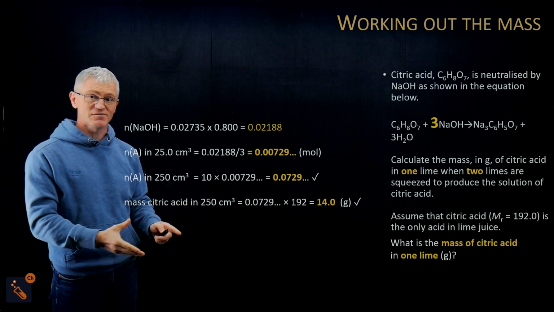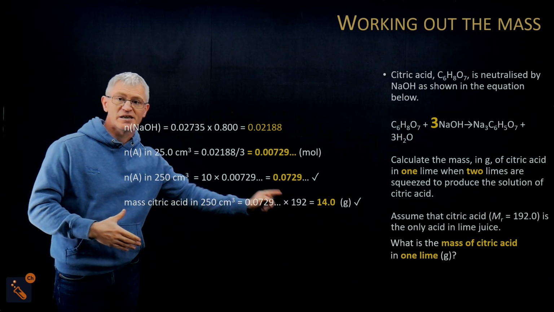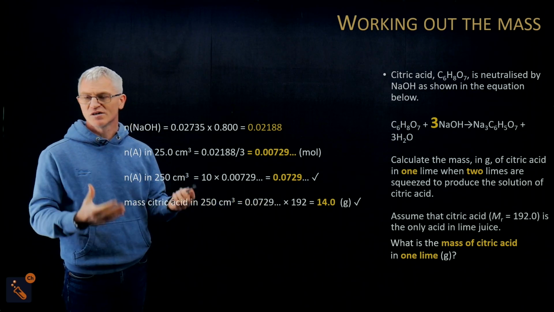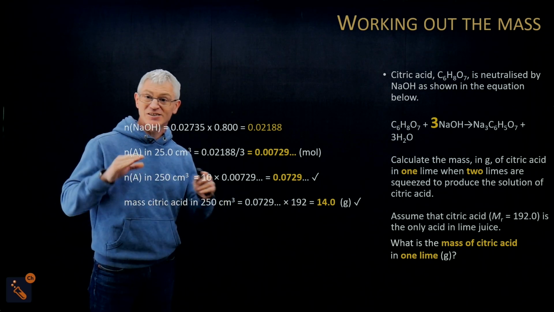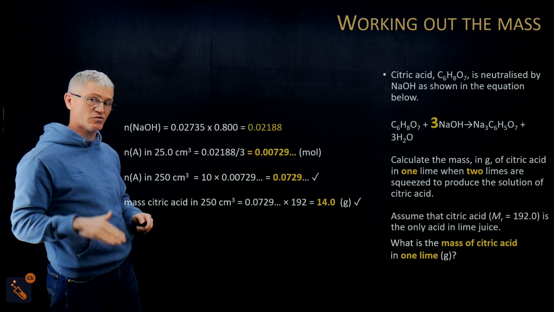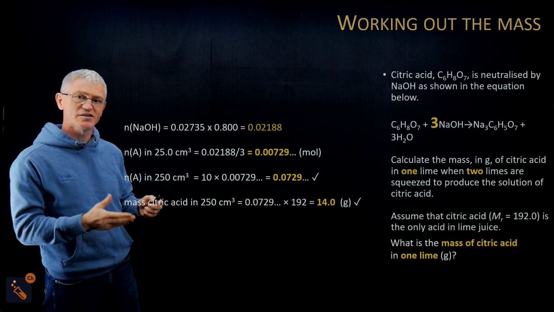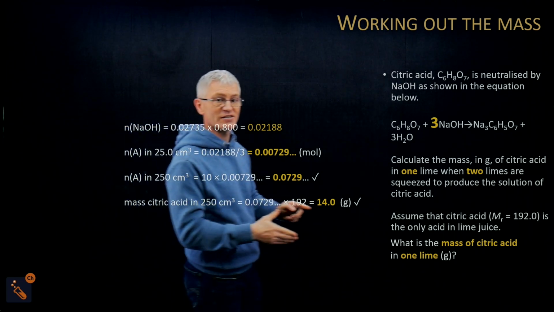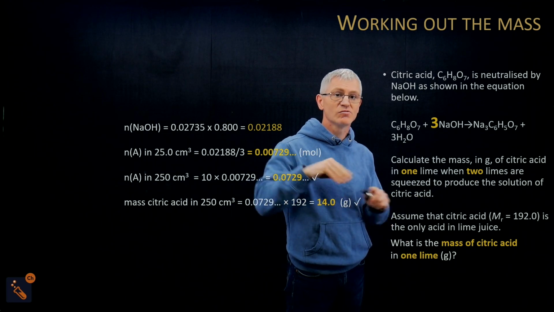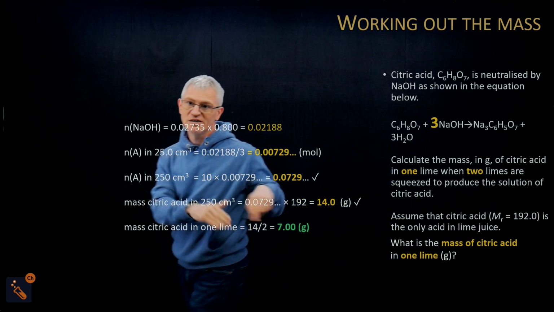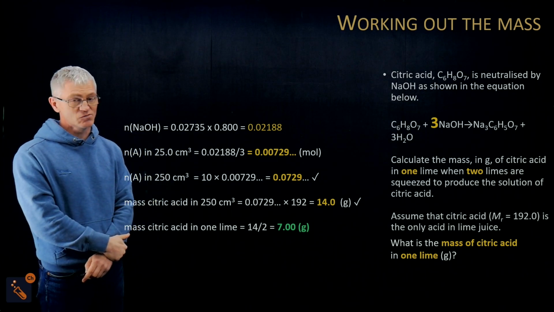Now we want to know the mass of the citric acid in that 250 centimetres cubed. Now that is our number of moles times our molecular mass. Again, this is all rearranging moles equals mass divided by molecular mass. And we get 14. And this is where most people stop because they think they've got the right answer and they're missing out the final mark. Okay, so the final mark is what is the mass of citric acid in 1 lime? So we started with 2, we want to go to 1, so you need to divide by 2 to get 7 grams. Okay, and you've got 7 grams of citric acid in 1 lime.